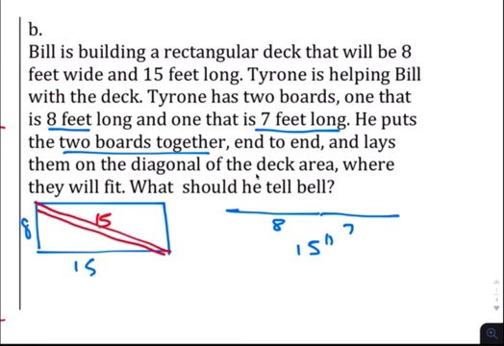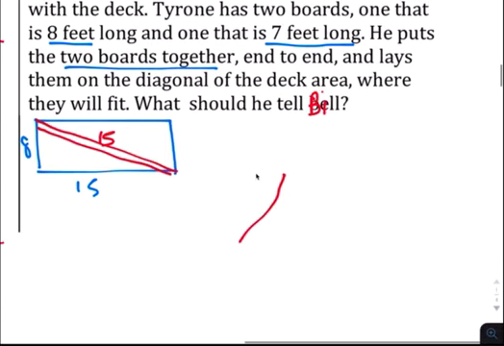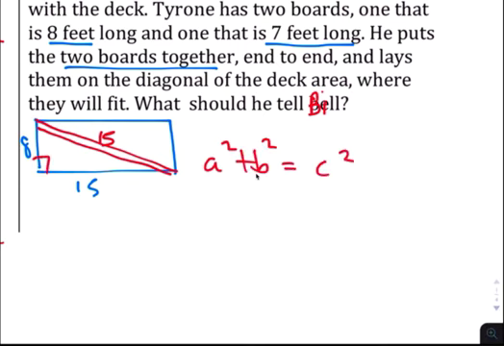Where they will fit. What should he tell Bill? He laid it down there. What should he tell him? Probably too short. It's the longest length. So will 15 work there? All right. A squared, this is 90 degrees, plus B squared equals C squared. 8 squared plus 15 squared equals C squared, or the hypotenuse. Another word for it is hypotenuse.